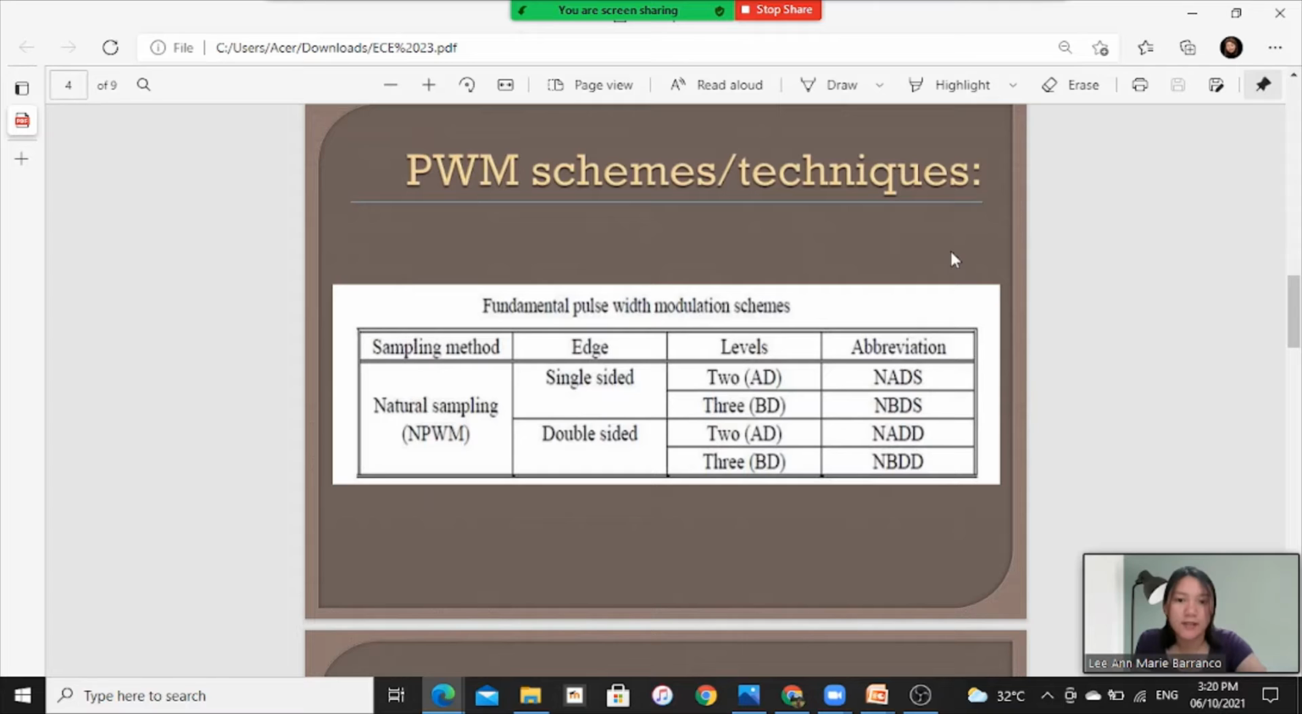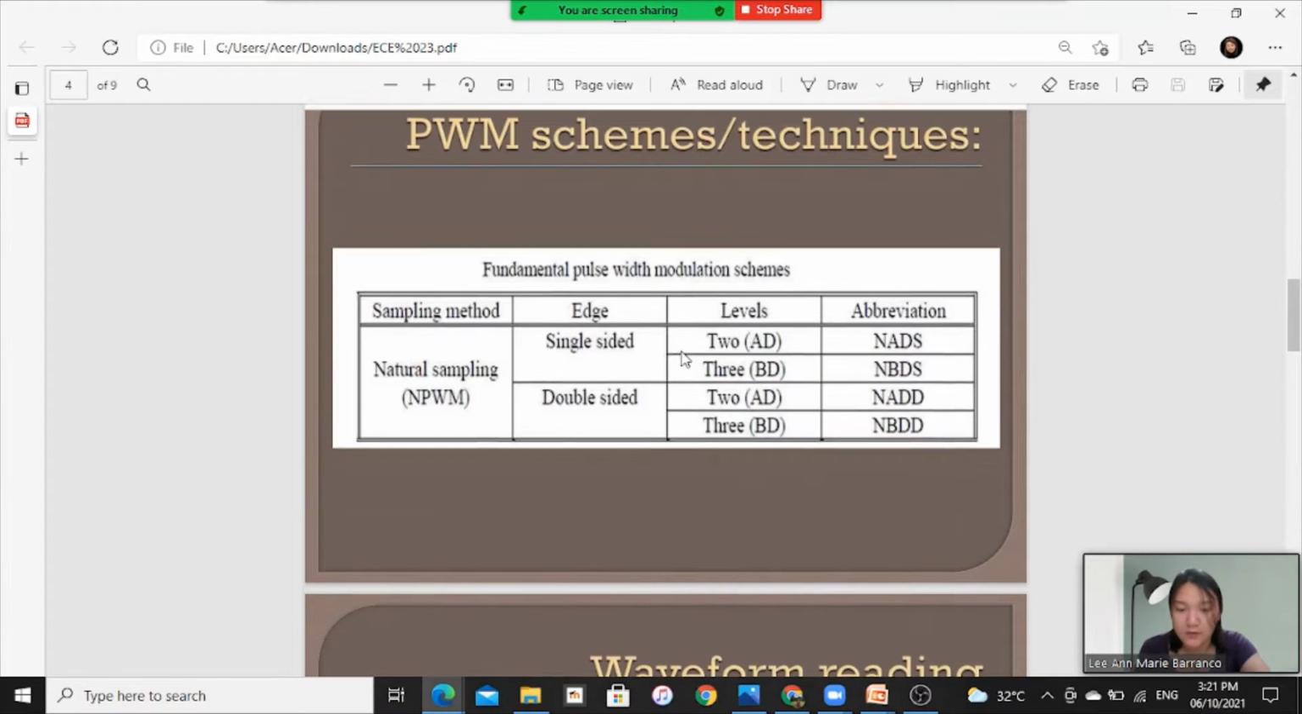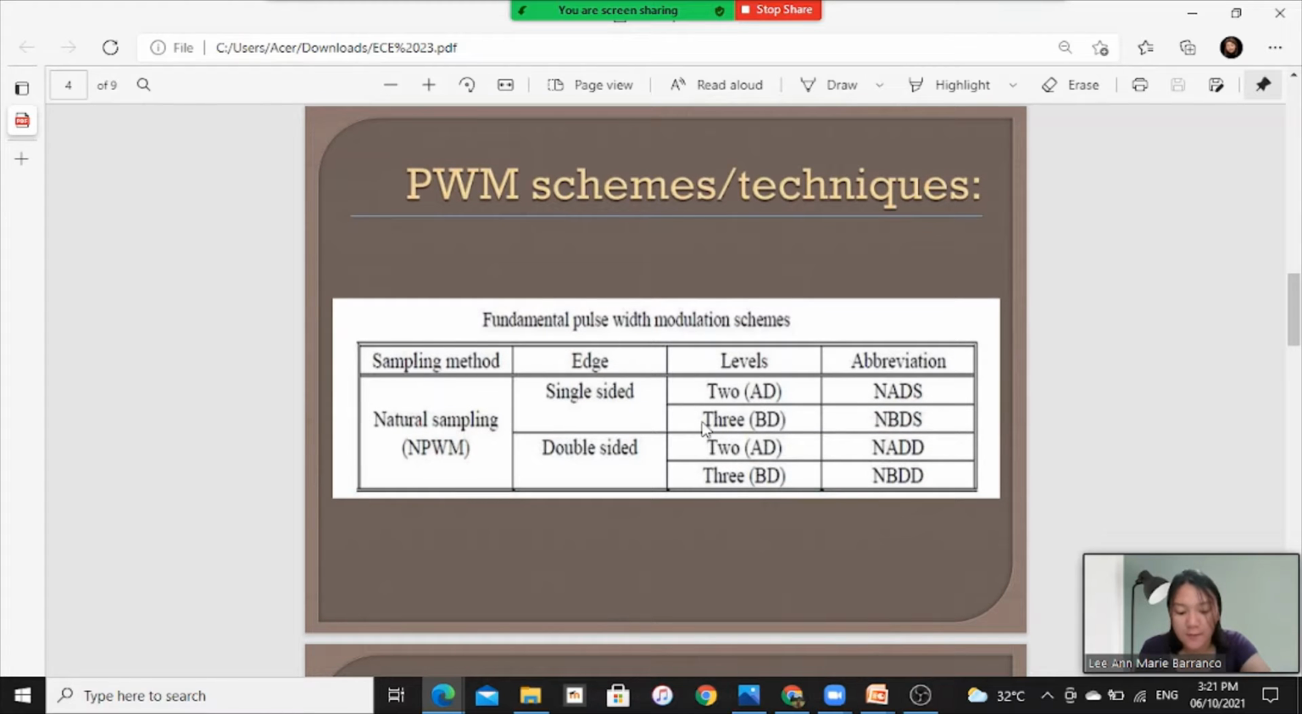PWM schemes or techniques. Today we're going to discuss NBDS. This PWM technique, natural sampled BD single-sided modulation, stands for NBDS. Its sampling method is natural, so it's under NPWM, and it is single-sided but with 3 BD levels. We are going to explain this further by gathering observations in the digital output signal.